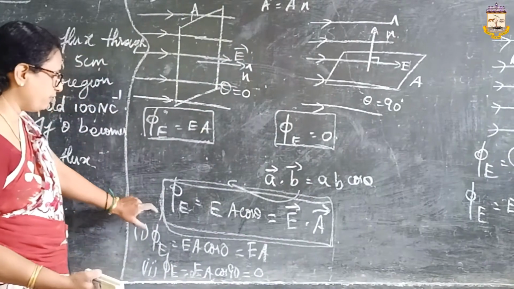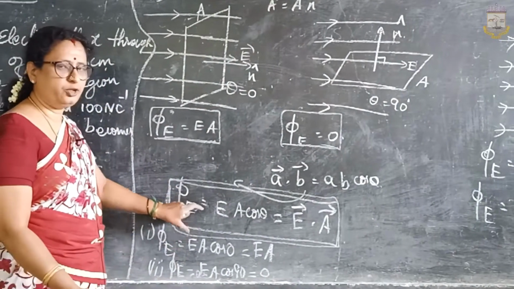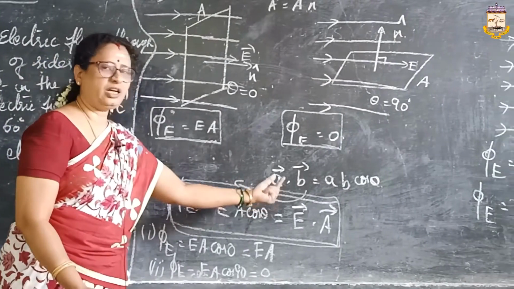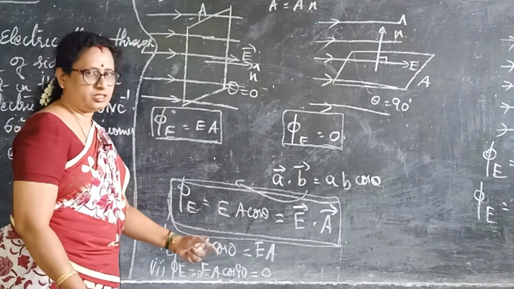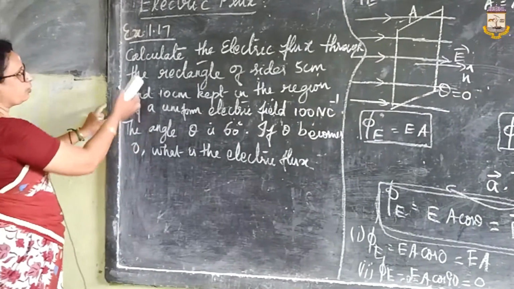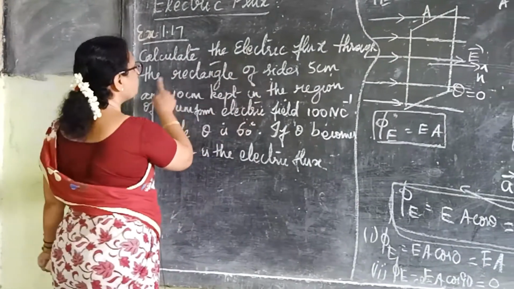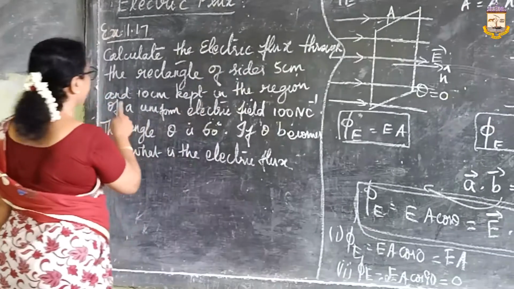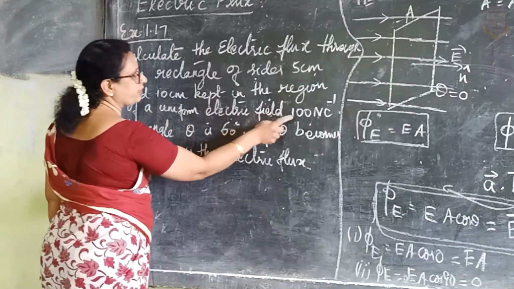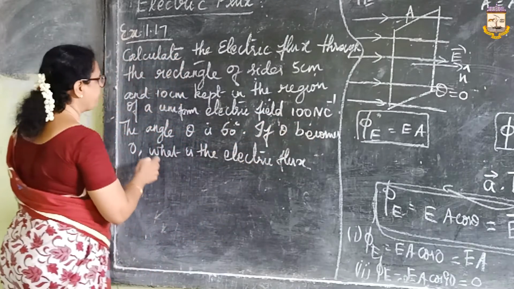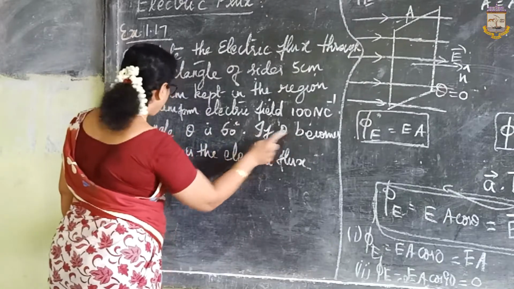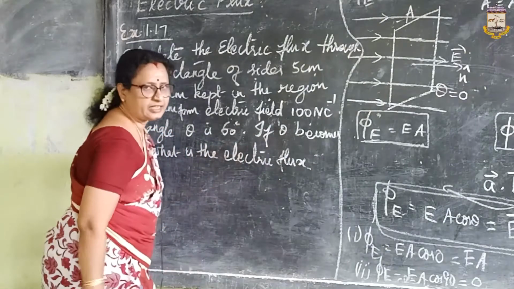So hereafter, wherever we want to find the electric flux, we can use this general expression: phi E is equal to E vector dot A vector, which is EA cos theta. So using this formula, we will try to solve this problem. Calculate the electric flux through the rectangle of sides 5 cm and 10 cm kept in the region of a uniform electric field 100 Newton Coulomb power minus 1. The angle theta is 60 degree. If theta becomes 0, what is the electric flux?